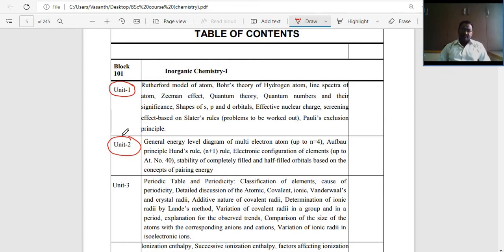In this Unit 1, I am going to explain what is an atom, what are the constituent particles of an atom, who discovered the atoms, what are the atomic models, Bohr's theory of hydrogen atom, line spectrum of atom, Zeeman effect, quantum number, quantum theory and their significance, shapes of s, p and d orbitals, effective nuclear charge, screening effect, based on that Slater's rule and Pauli's exclusion principle.